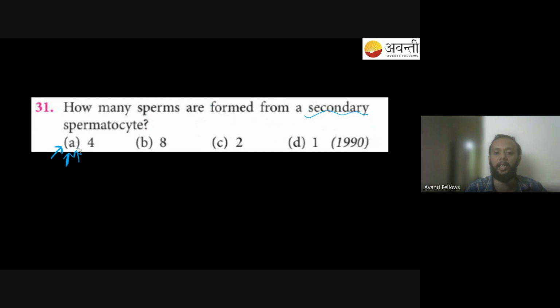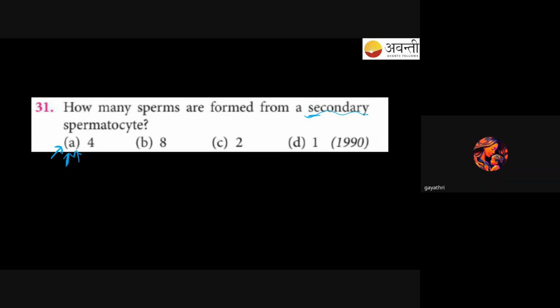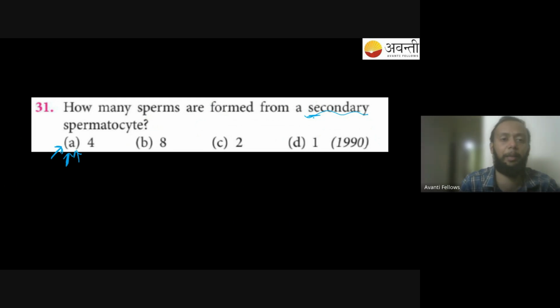Now think carefully about what I'm saying. You are starting from the secondary spermatocyte. You are not starting from a primary spermatocyte. If you are starting from the secondary spermatocyte, then how many spermatids will I be getting over there? 8. How will it be 8? Understand this carefully.